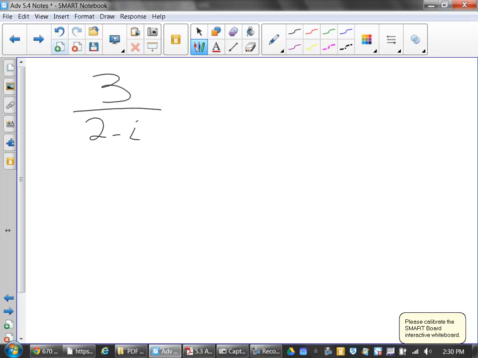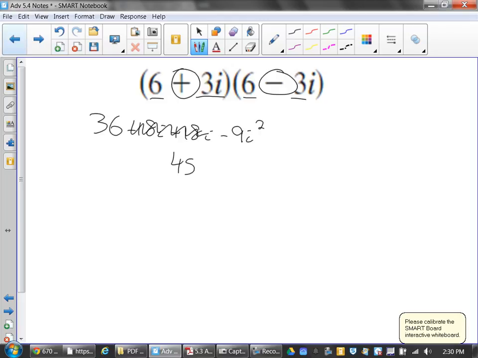Remember when we did this one here? If you go back and look at it, do you agree that when I FOIL this out, you get 36 minus 18i plus 18i minus 9i squared? You okay with that? Yeah. All right. The two middle terms drop out. What's i squared? What's negative 9 times negative 1? So you have 36 plus 9, which got you 45. Multiplying by a conjugate with an imaginary term gets rid of the imaginary term.